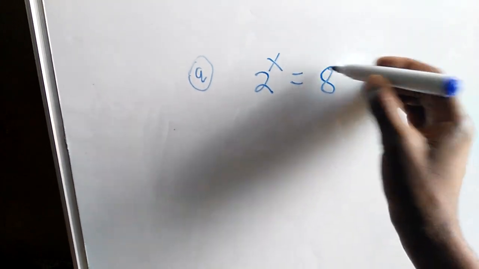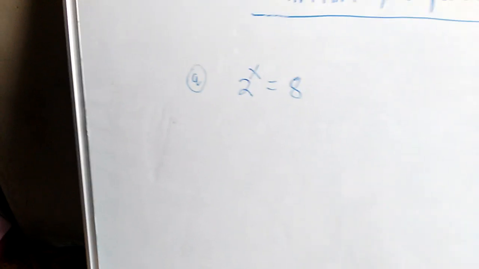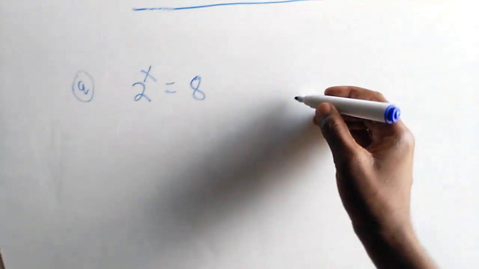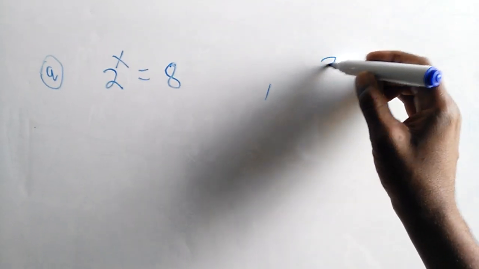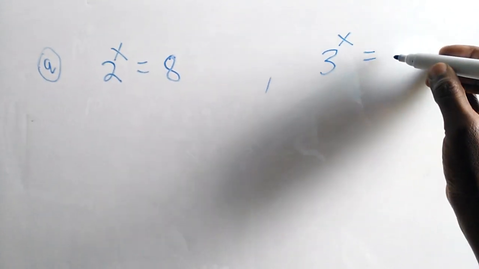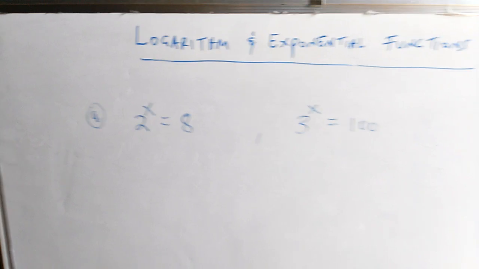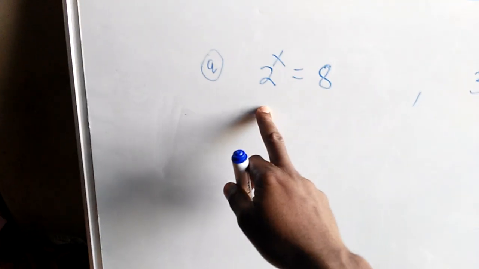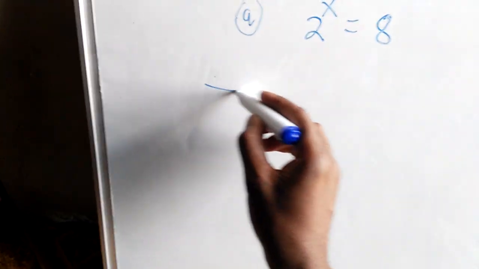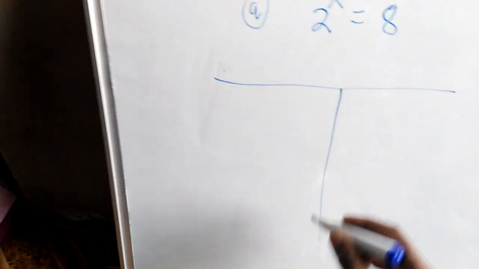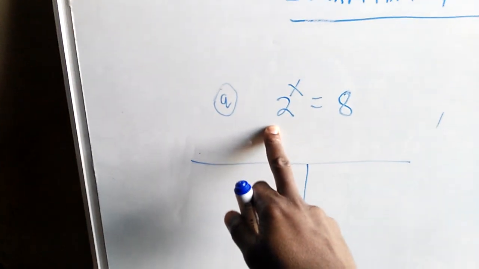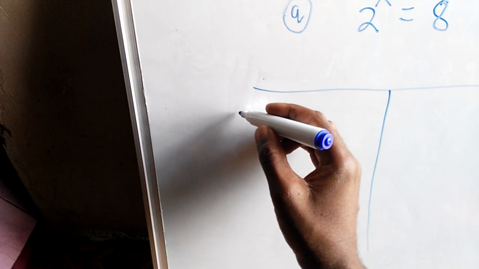A, find the value of x. Equally, we can say 3 to the power x is equal to 100. Find the value of x. You would introduce the log and say, even if I was to do this, it would be the same.